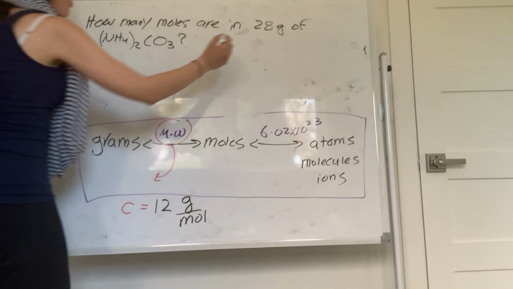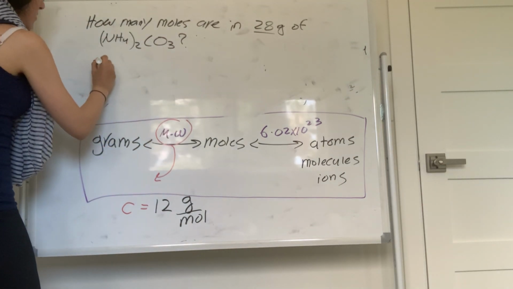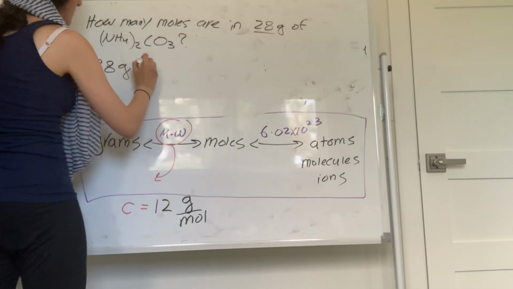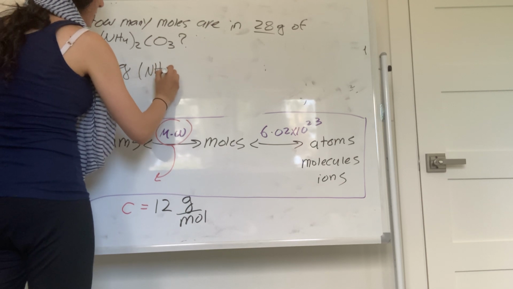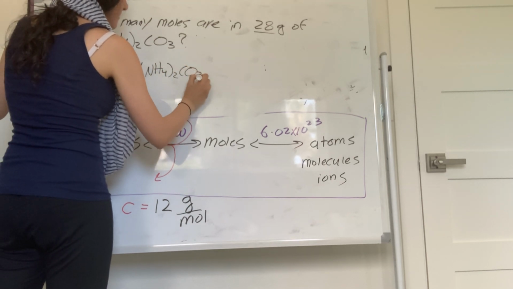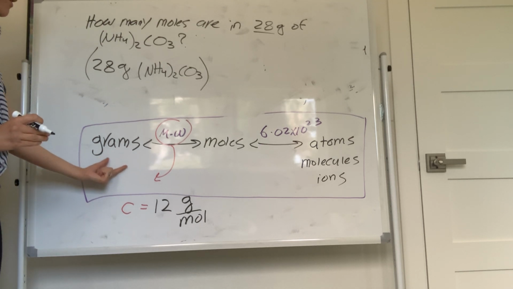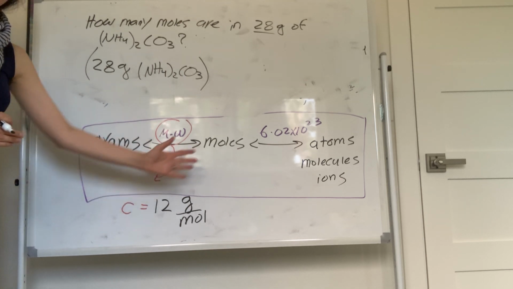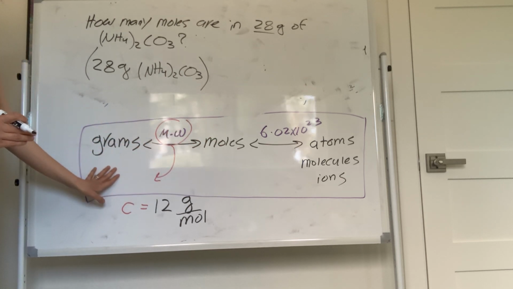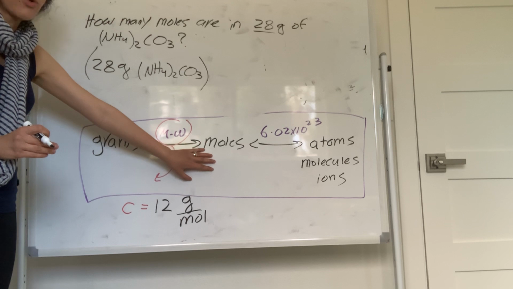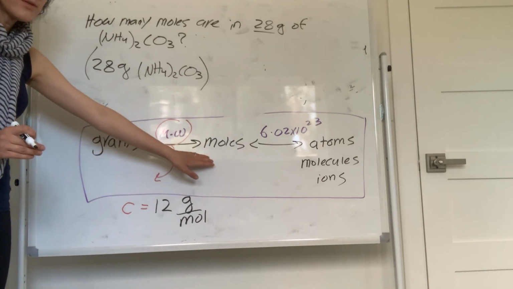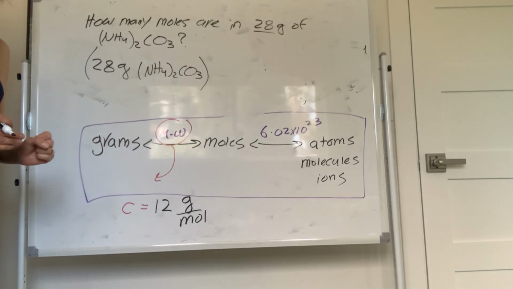Okay, I'm going to start with what's given to me, which is 28 grams of ammonium carbonate. Now I want to come over here. I have grams, and I'm trying to go to moles. So look where you are on this chart. Can I go from grams to moles? I could. I just have to use molecular weight.